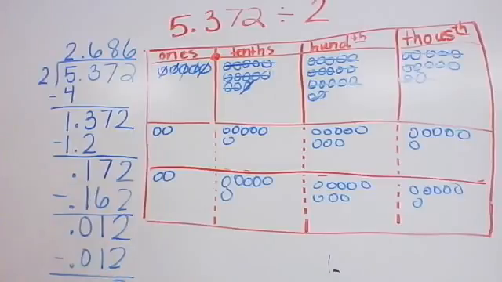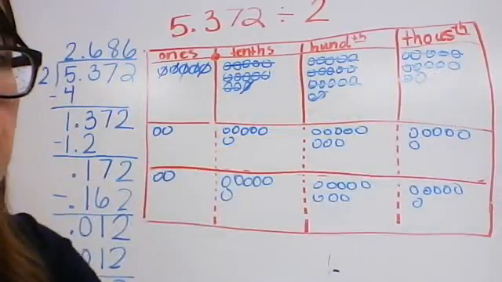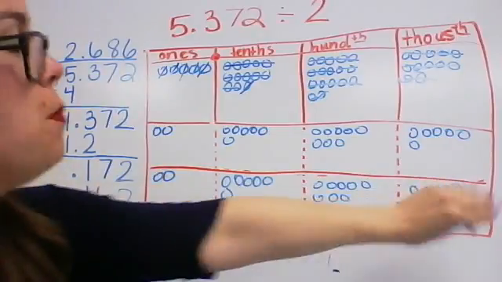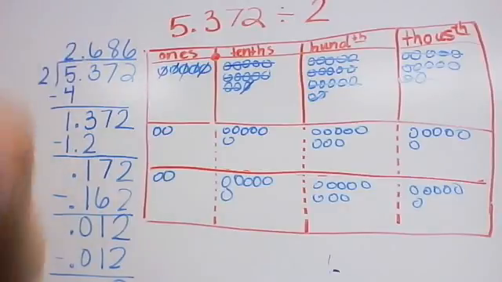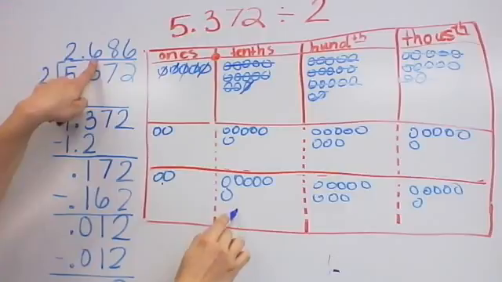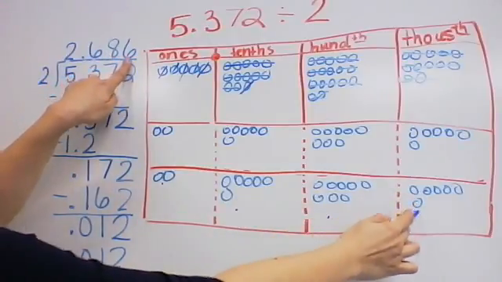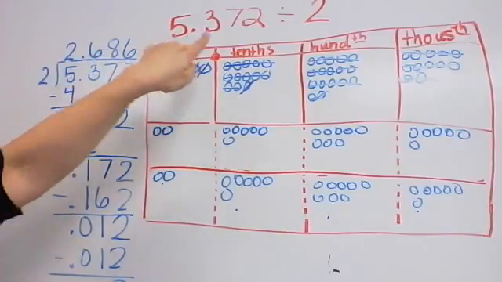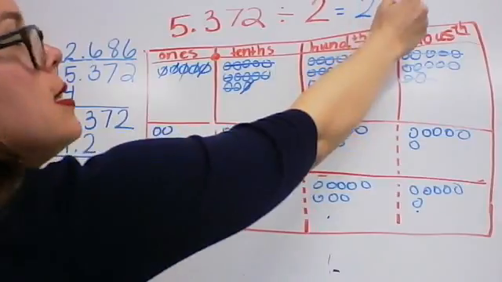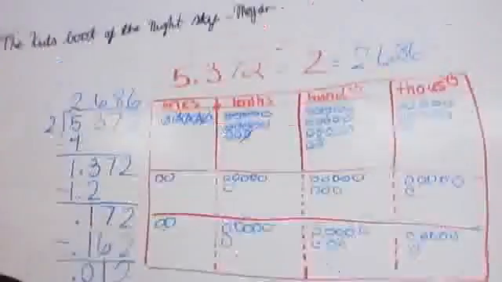Okay, so now I have divided all of my 5 and 372 thousandths. My answer is in one of the groups. It is also at the top of my standard algorithm. So I have 2 ones, 6 tenths, 8 hundredths, 6 thousandths. So my answer to 5 and 372 thousandths divided by 2 is 2 and 686 thousandths. Right there.